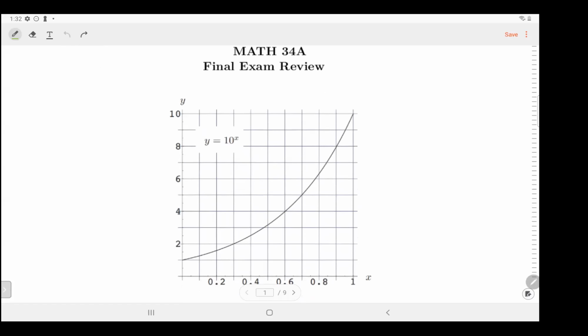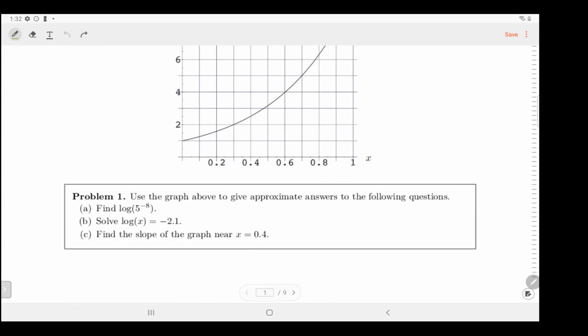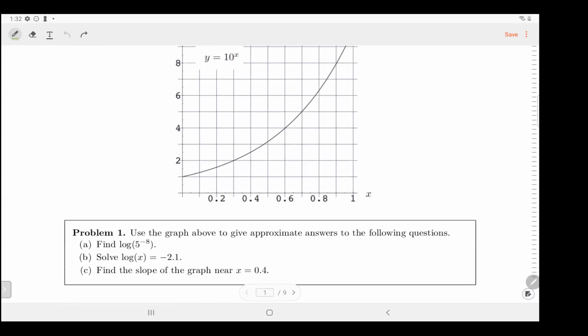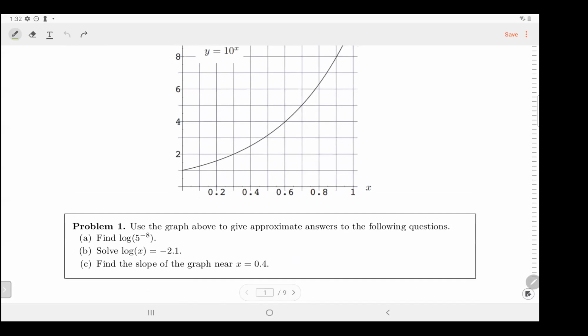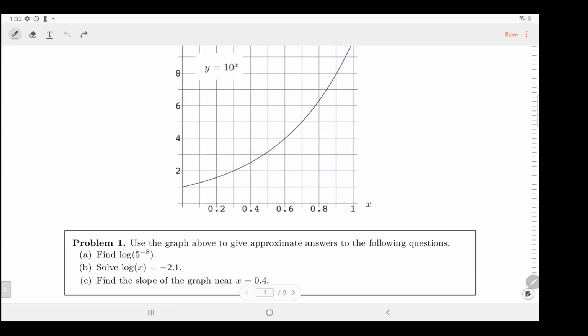Okay, so I tried to make these problems pretty similar to what you would see on an actual Darrell exam, but I haven't seen the actual final exam, so it's just my best approximation. I'm hoping it gets close, but I can't promise that. So let's go ahead and think about some of these problems. He likes to bring this 10 to the x graph back into play at final time.